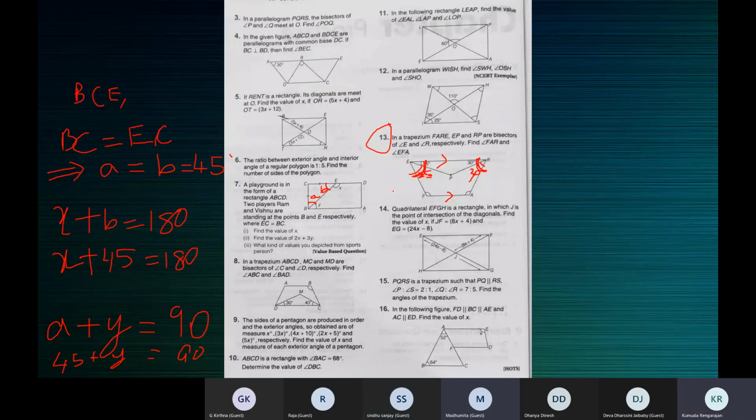Why is E plus F 180? Because their adjacent angles are supplementary. No, they're adjacent, but that's not the reason. Here you cannot use that reason, because not all the adjacent angles are supplementary in this figure. For example, F and A are also adjacent angles, but they are not supplementary. It's not a parallelogram, it's a trapezium.